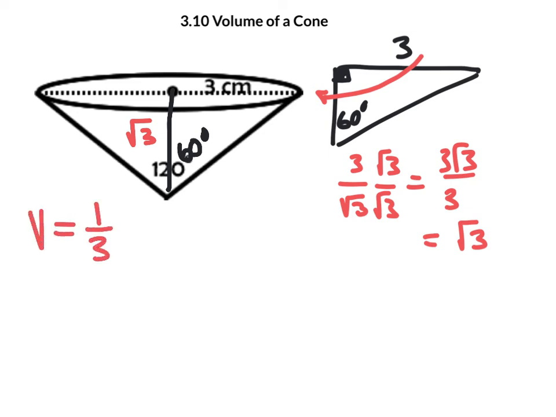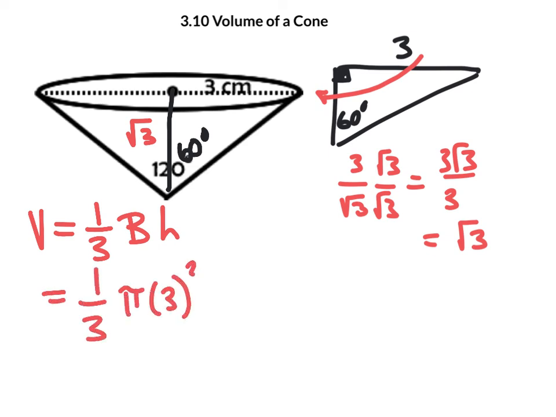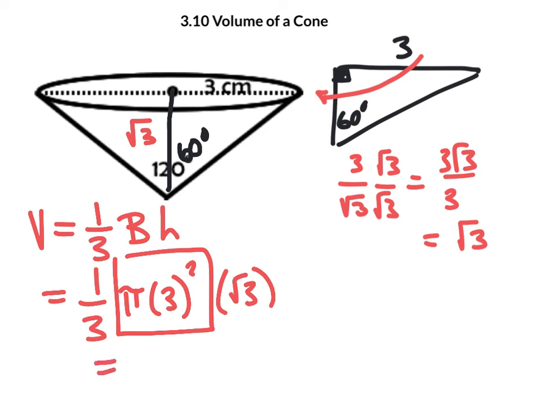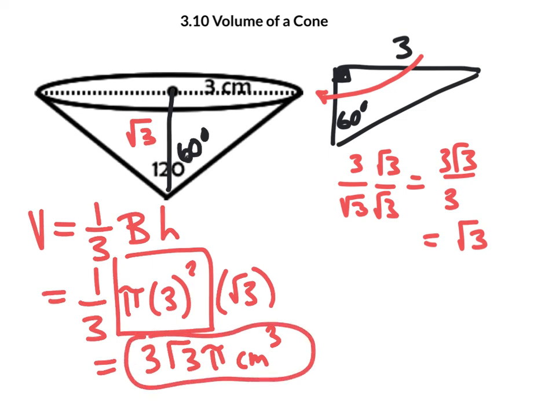Therefore, the volume of a cone is 1/3 BH. 1/3, our base is a circle, pi r squared. All of that is the base, and our height is the square root of 3. This simplifies to 3√3 pi centimeters cubed. And again, that can be turned into a decimal, but not needed to at this stage. That's a nice perfect example of an exact value.